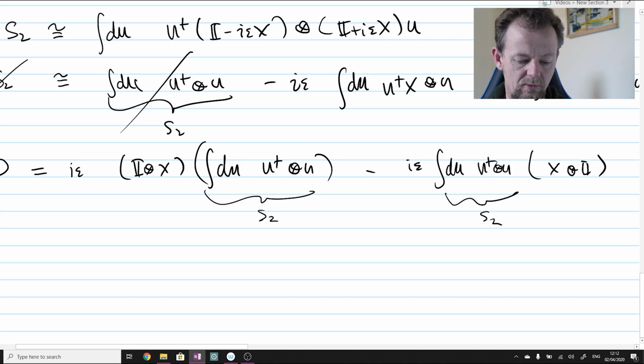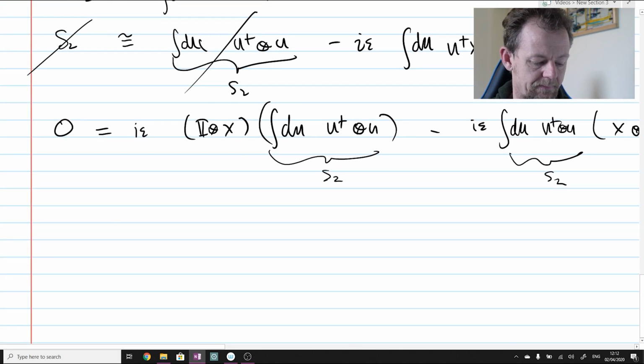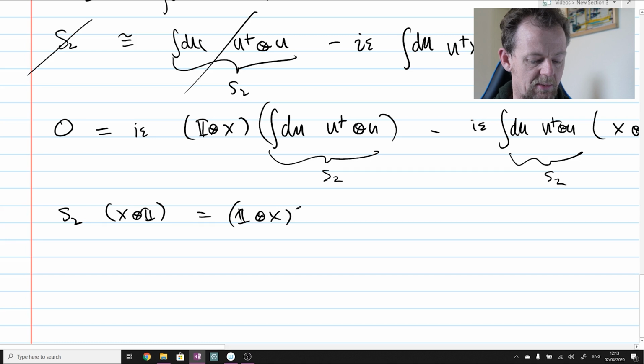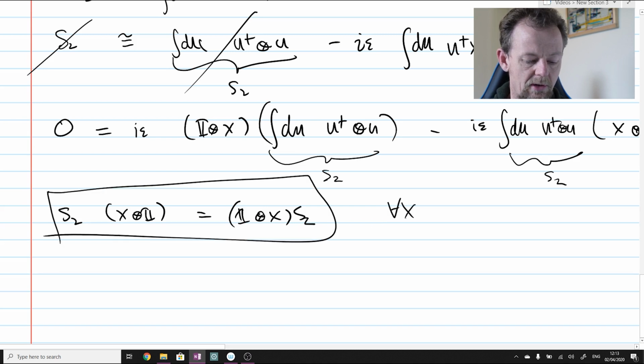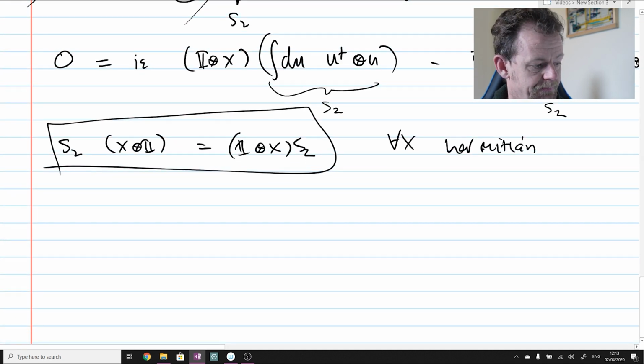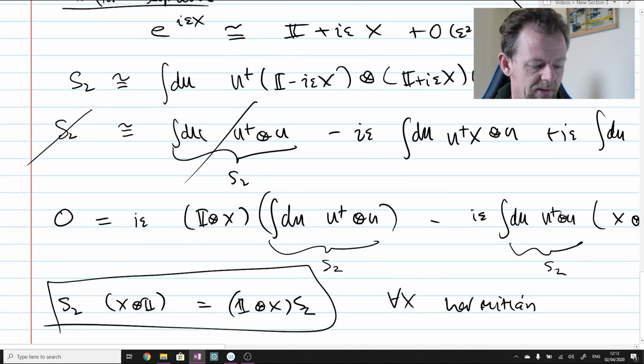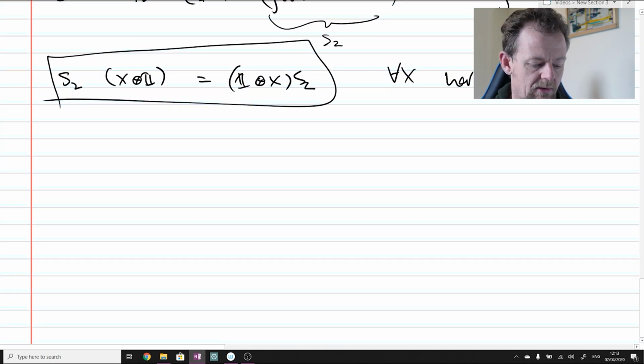And so now we'll just rewrite slightly this identity, and we're going to learn, I think, probably the most important piece of information for this method, namely that S2 times x tensor the identity equals the identity tensor x times S2. Now, what's very beautiful about this particular result is that it's true for all x Hermitian. This is not just true for a given x, it's true for all x. So that was the second step. Now we come to the third step.